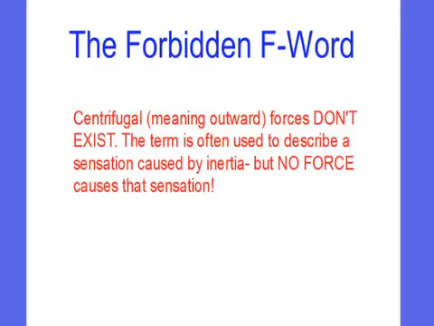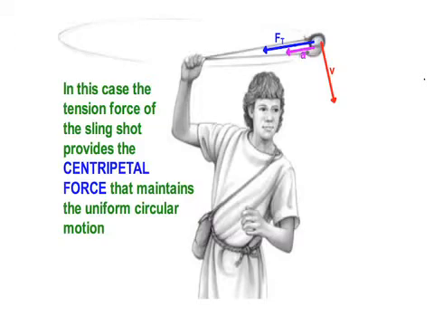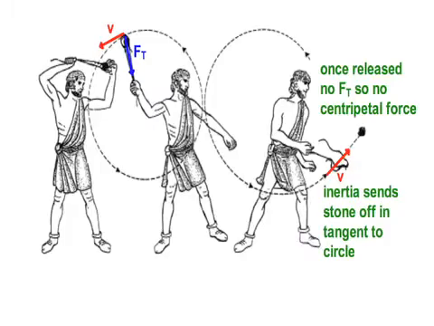So just be very careful when you're answering questions about the force that causes circular motion. It is the centripetal force, and do not use the forbidden F word. The centripetal force is not a new force that we're going to add to our list, but rather it describes the direction of familiar forces that we've already been using.